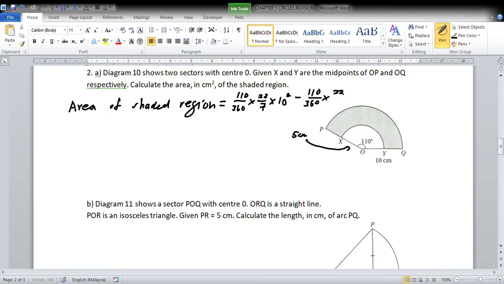Pi, but the radius is 5, 5 square. So you please press the calculator and then you get your final answer for this. The final answer is 72.024.